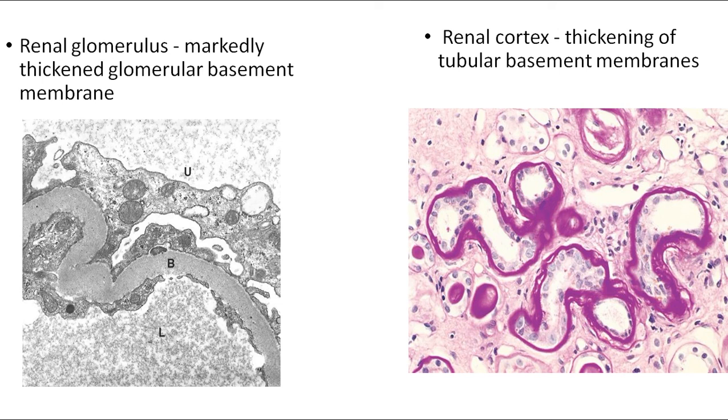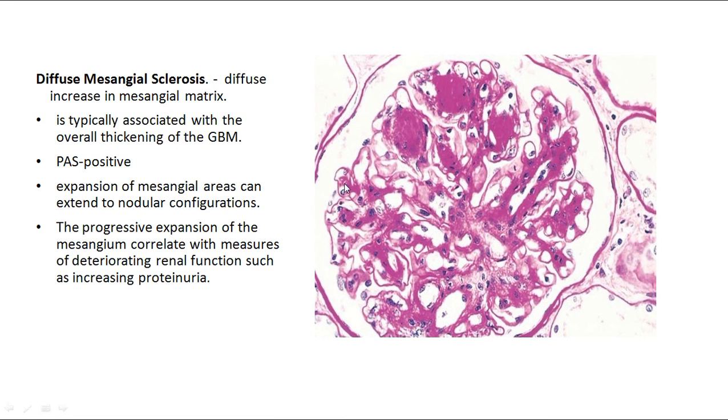The renal cortex, which is thickened, and the tubular basement membrane thickening are demonstrated by the special stain, PAS stain. Diffuse mesangial sclerosis, a diffuse increase in the mesangial matrix, is typically associated with overall thickening of the glomerular basement membrane, which is PAS positive. Expansion of the mesangial area can extend to a nodular configuration, and progressive expansion of the mesangium correlates with decreased renal function and increased proteinuria. This nodule is called the KW nodule, Kimmelstiel-Wilson nodule, which is specific to the diabetic complication of diabetic nephropathy.